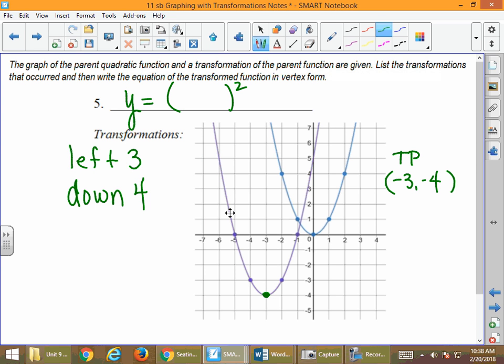Remember, when we put something back in the parentheses, we change the sign. So -3 is here, so this is going to be x plus 3. And then we keep the sign, -4. There's our equation. Again, something you could type in the calculator. Does your equation match our transformed graph? That's given to us.